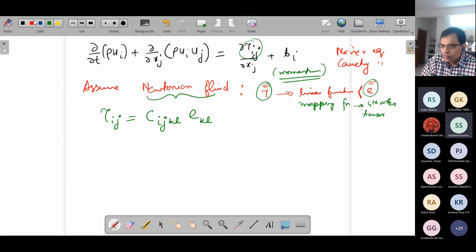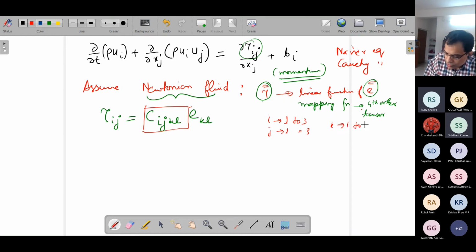that what is this Cijkl? This is a collection of certain numbers. How many such numbers are there? i will be from 1 to 3, j will be from 1 to 3, k will be from 1 to 3, and l will be from 1 to 3. So the possible combinations is 3 into 3 into 3 into 3. So 9 into 9, that is 81. So you have 81 coefficients for this.